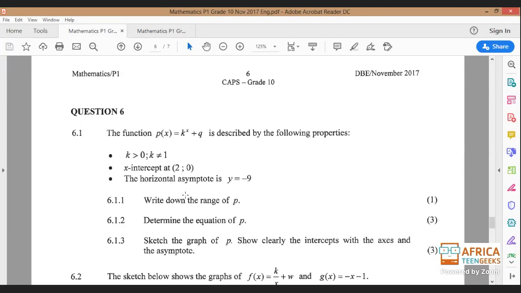So now the first question says, write down the range of P. What is the range of P? We know the range of P is y = -9, or y is less than or equal to -9, because I said the range is the same as your asymptote, basically. You're still going to do domain in grade 11, but in grade 10 we're still introducing the range.